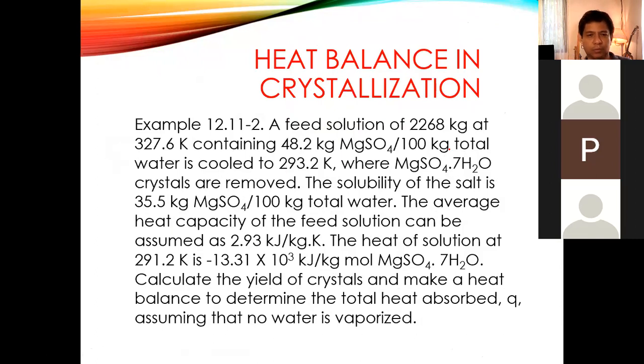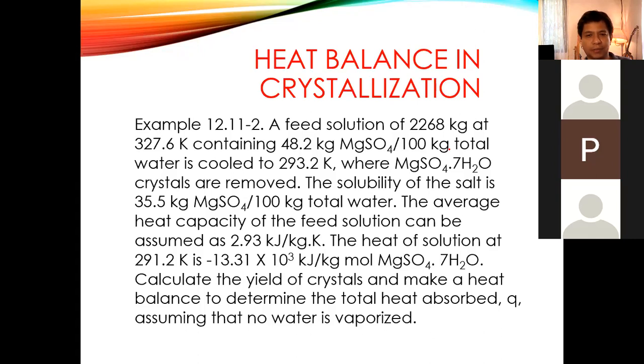Ito yung, di ba, the last one we solved is 12.11-1. So Geankoplis pa rin to. We have a feed solution of 2,268 kg at 327.6 Kelvin containing 48.2 kg magnesium sulfate per 100 kg total water. This is cooled down to 293.2 Kelvin where magnesium sulfate heptahydrate, what is this? What is magnesium sulfate heptahydrate? Nilalagay sa bathtub.